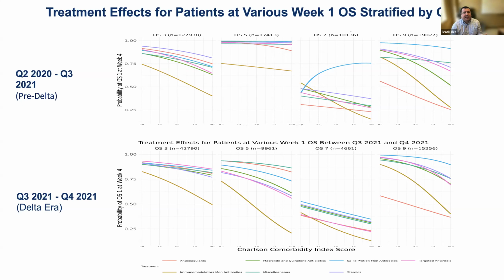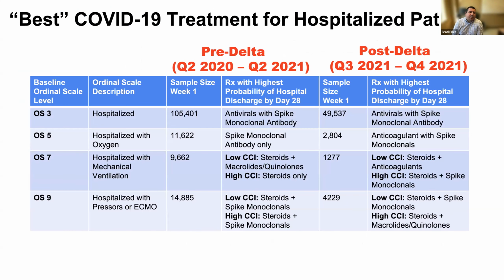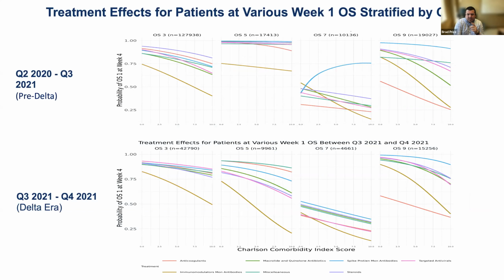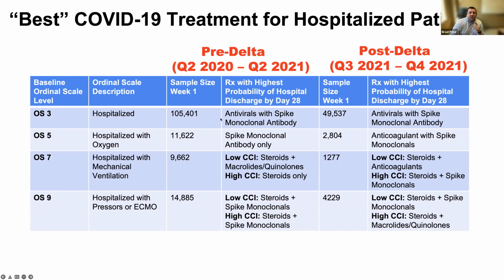So I just wanted to take a second and summarize what we saw. Just to give you the major takeaway, if there's one thing you remember about these results: here are our ordinal scale levels, 3, 5, 7, 9. Here's the description. So this is hospitalized with OS3. This is starting at hospitalized. This is pre-Delta, this is post-Delta. And that is off, and I do apologize about that. This should say steroids. So what we see is a change.